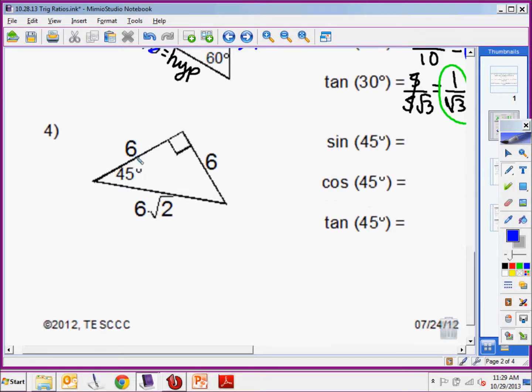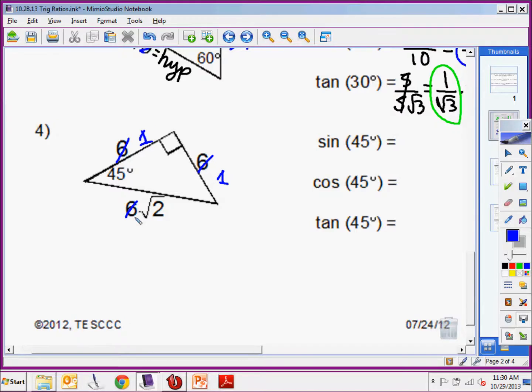All right, 45, 45 degrees. The reason why I'm talking about reducing ahead of time is because we're going to reduce ahead of time. What is the common factor for this 45, 45, 9? 6. So that means that each one of these can become a 1, because 6 divided by 6 is 1. And 6 square root of 2 divided by 6 is square root of 2. Okay? So I've already reduced, so that means that my final answers will already be reduced.